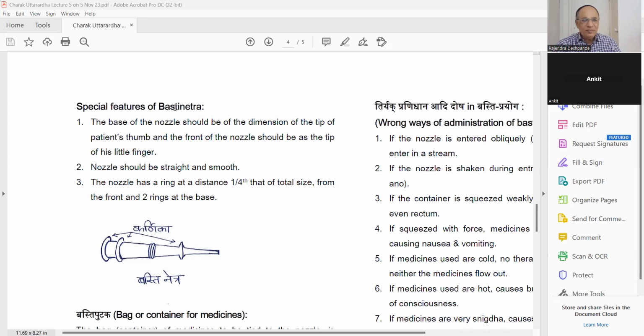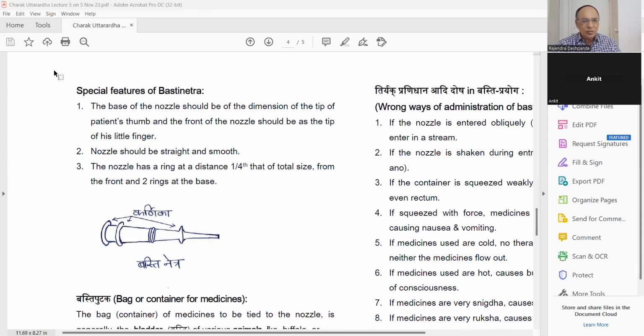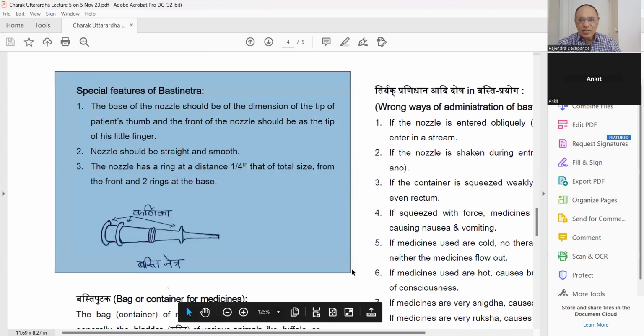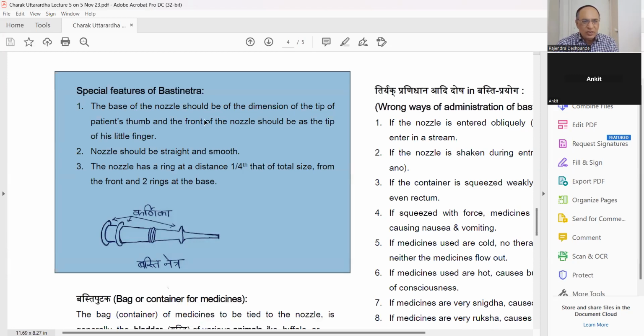Okay. Special features of the Basti Netra. This figure is very, very important for examination purposes. You can see over here, special features of Basti Netra, medicated enemata. The base of the nozzle should be of the dimension of the tip of the patient's thumb, and the front of the nozzle should be like the tip of the little finger. I think this is all about the traditional information.